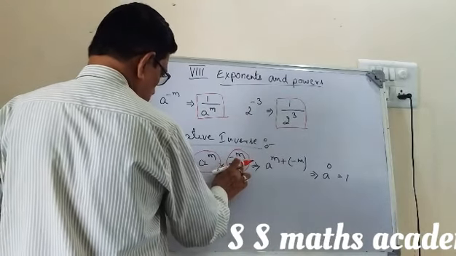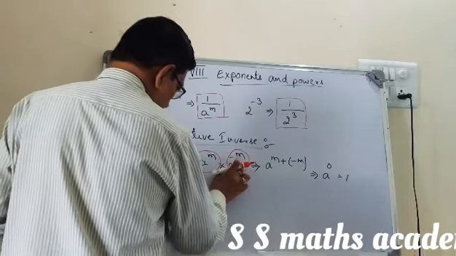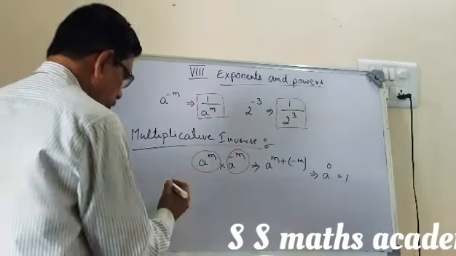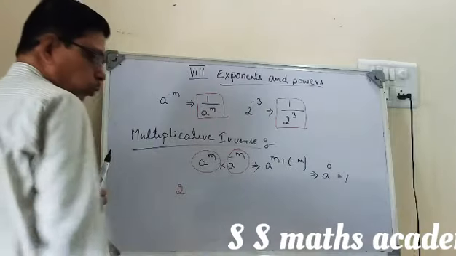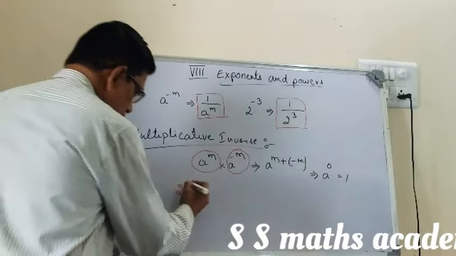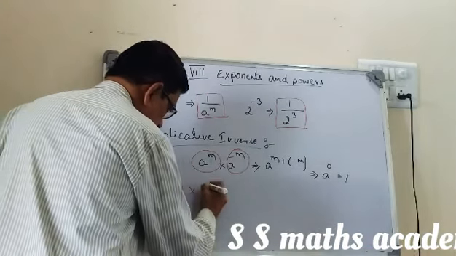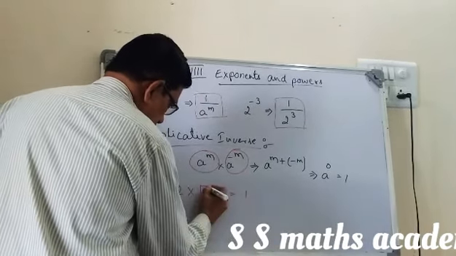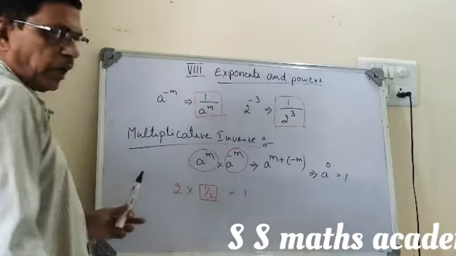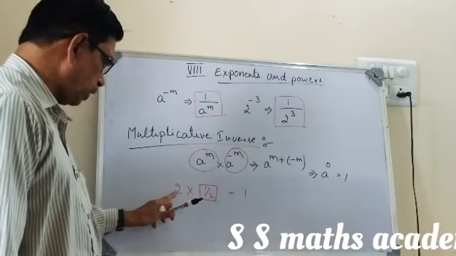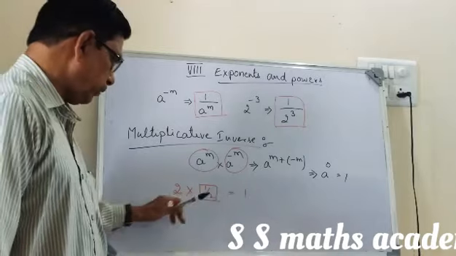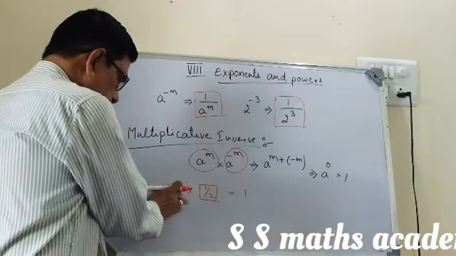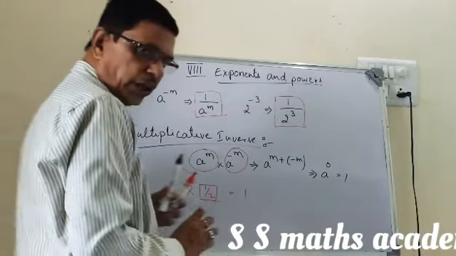For this will become the multiplicative inverse. Multiplicative inverse means, suppose if I write 2. For 2, how much we have to multiply here to get 1? That is, we write 1 by 2. So 1 by 2 is what? 1 by 2 is the multiplicative inverse of 2. So if you multiply these two, we get 1. Similarly, for 1 by 2, the multiplicative inverse will be 2. Is it clear, all of you?